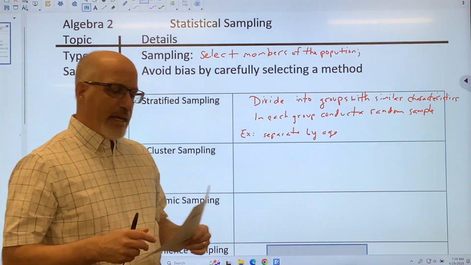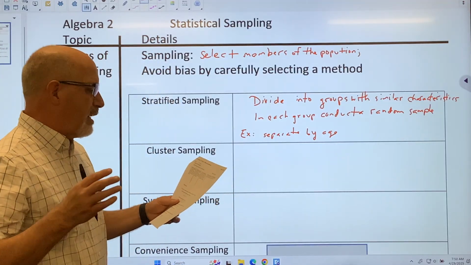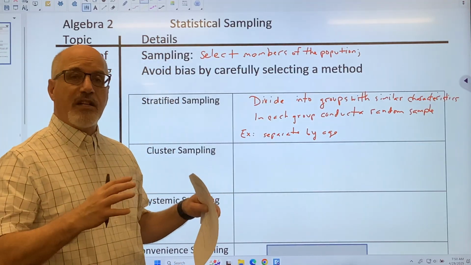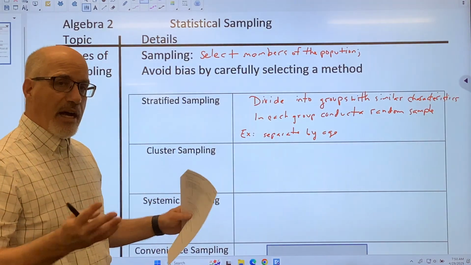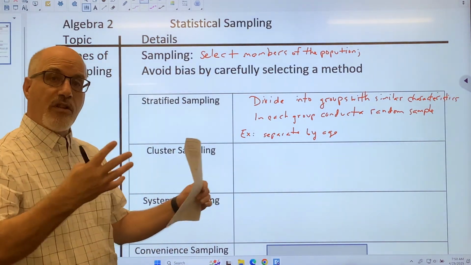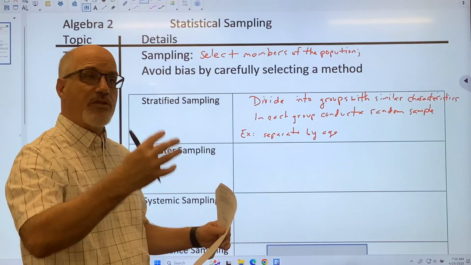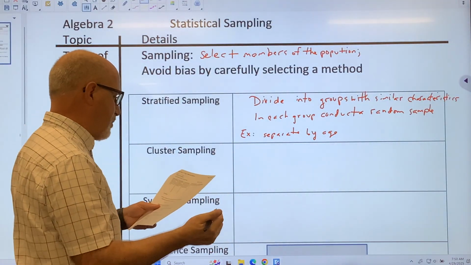Cluster sampling is where you just go and look at the population and look for convenient clusters. So for instance, at a school, you might look for classrooms. You might go to different classrooms, just select the entire classroom.